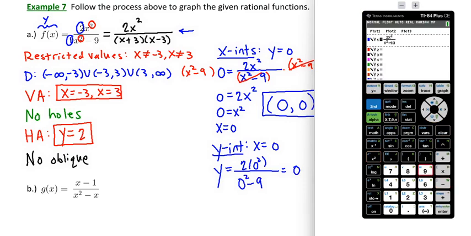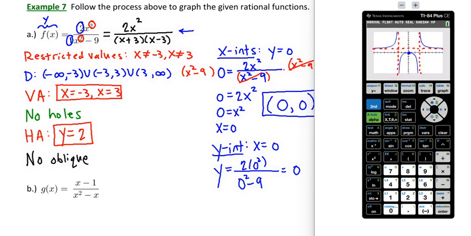So let's get it typed in here. We can verify our asymptotes. So remember, we found x equals -3. I can see it right there. x equals 3. Our horizontal asymptote was at y equals 2. And we can also observe our x-intercept is (0, 0).